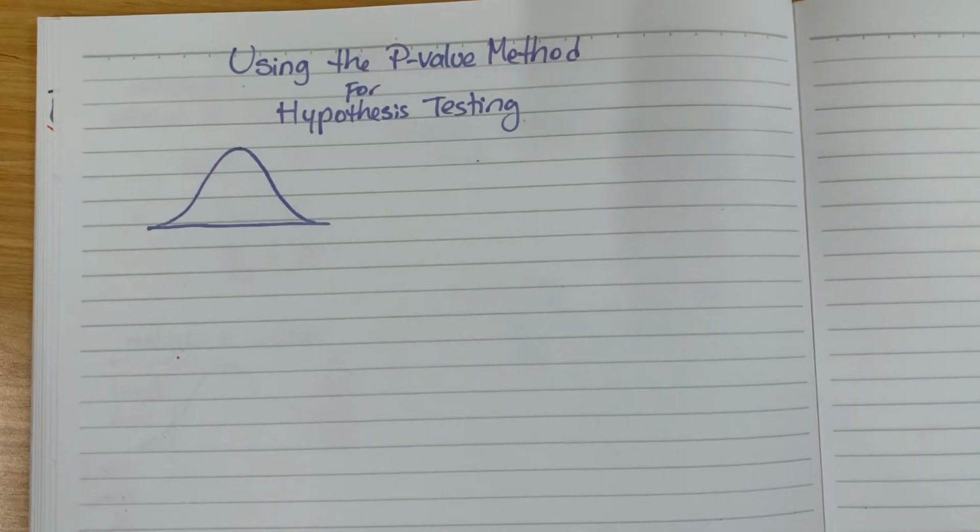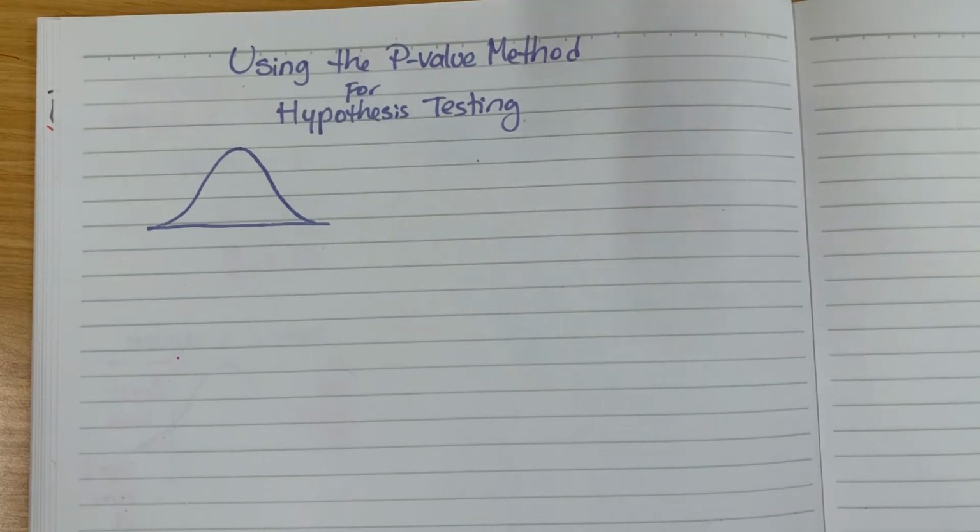Welcome back. We're going to talk in this video about how to use the p-value method for hypothesis testing. This is something that you're going to see more often in the computer output, Minitab output, SAS output. It's a very common thing with the technology. Just to recap what it means, and then we're going to do a couple of examples.